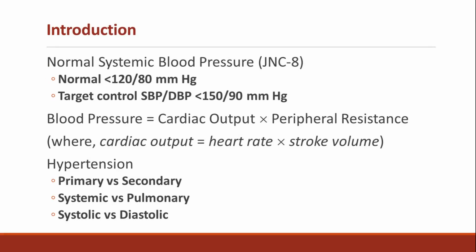Let's begin with the definition of normal systemic blood pressure as per JNC 8 guidelines. A normal reading is below 120 over 80 mm Hg. For most adults, our target control is below 150 over 90 mm Hg. Blood pressure is a function of two factors, cardiac output and peripheral resistance. Various factors control or influence one or both of these factors, and we use drugs to adjust one or both of them in short term as well as long term to keep blood pressure in optimum range.